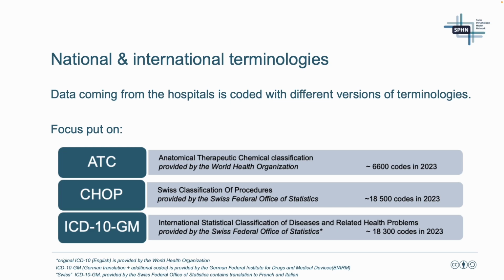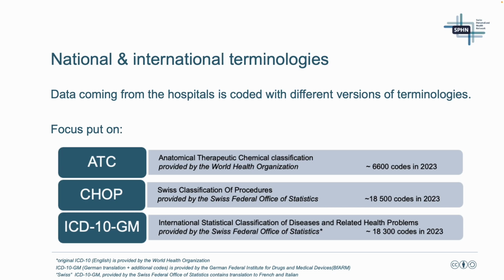ATC is the Anatomical Therapeutic Chemical Classification, which is provided by the WHO, the World Health Organization, and it contained approximately 6,600 codes in 2023. CHOP is the Swiss classification of procedures, provided by the Swiss Federal Office of Statistics, and it had around 18,500 codes in 2023. Finally, ICD-10-GM, the International Statistical Classification of Diseases and Related Health Problems, is also provided by the Swiss Federal Office of Statistics, and it contained approximately 18,000 codes in 2023.